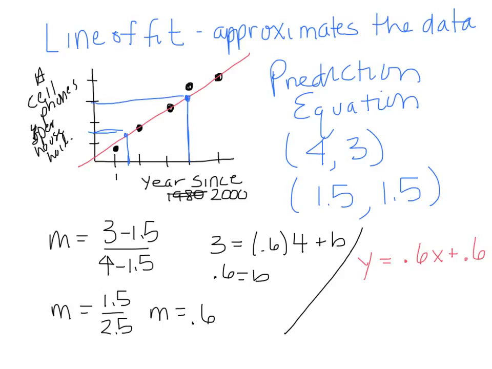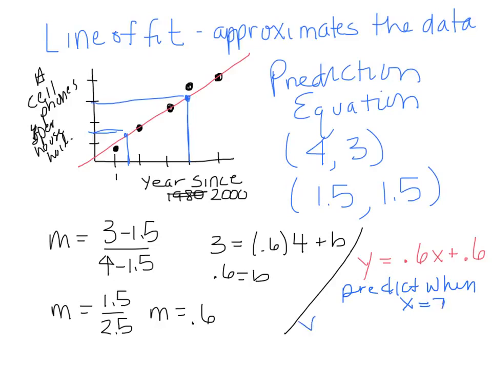And this is a prediction equation, because now I can make predictions. Let's say I've only got the data for years 1 through 5. Maybe I want to predict when it's 2007, okay? So let's make a prediction when x is equal to 7. So that'll be the year 2007.